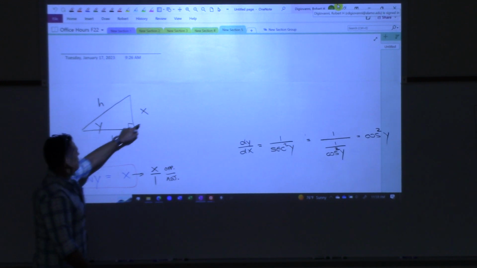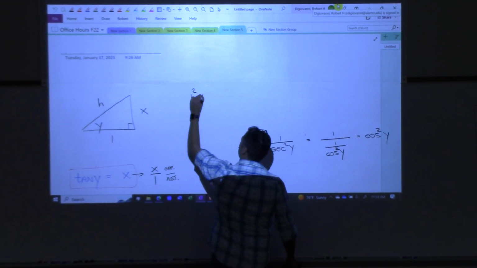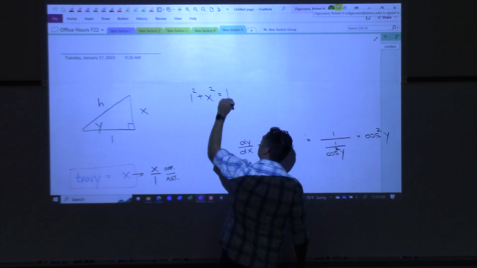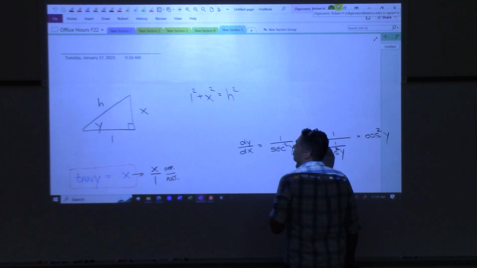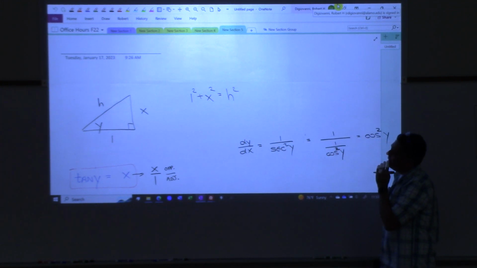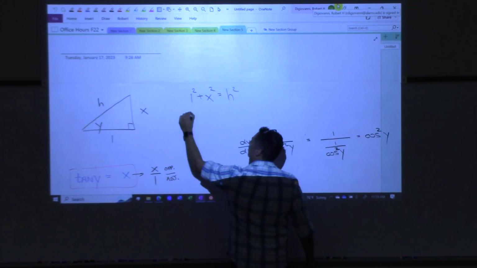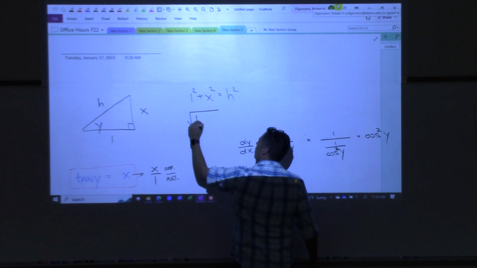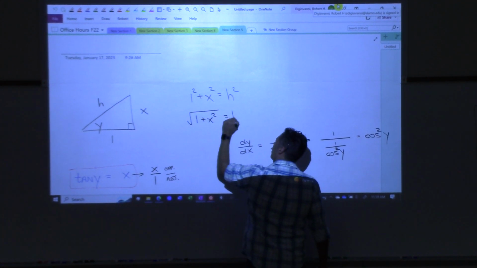A squared plus b squared is c squared. Create the relationship. Pythagorean, right? That's just Pythagorean. And we're solving for what here? H. So I can just take the square root right now. Square root on the left side, square root of 1 plus x squared equals h.